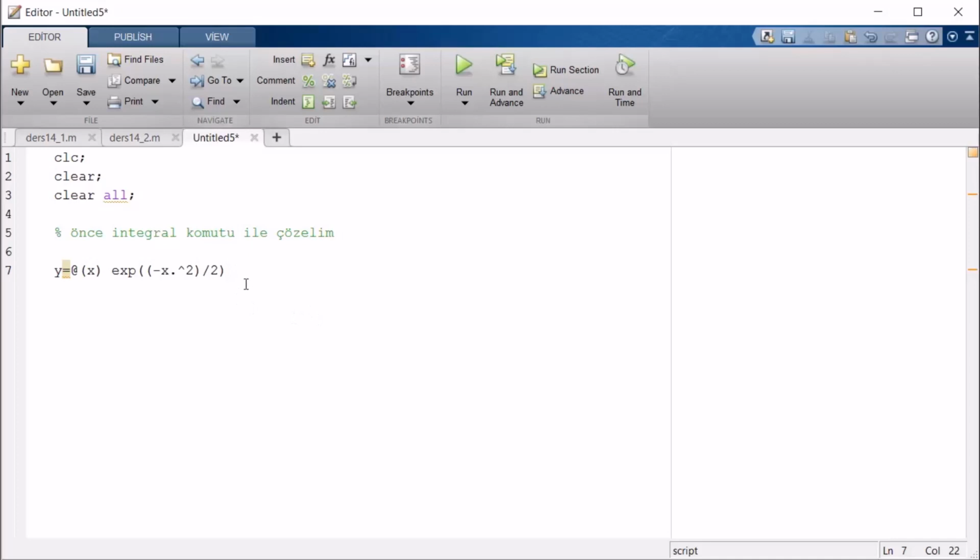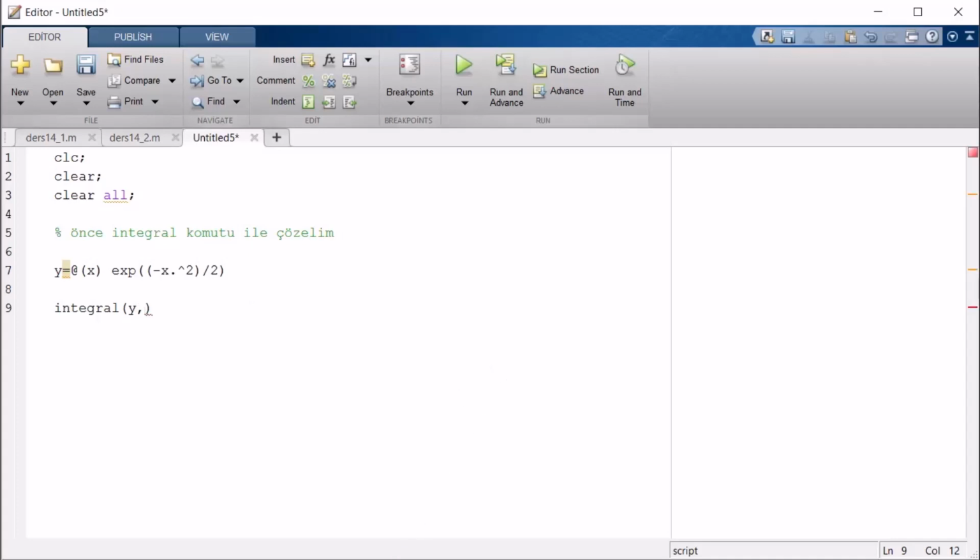Let's come to the question. How are we getting the integral of this? Let's remember the integral command. We told you in previous videos the logic of the integral of this is this. It takes your function, lower limit and upper limit.